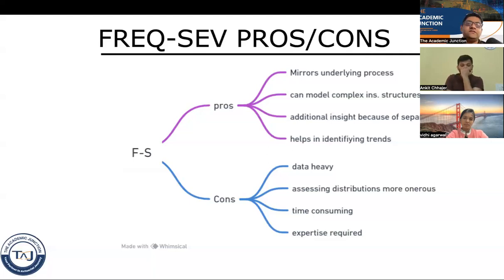Main disadvantages of this method, obviously very data heavy. You need to have a lot of data points to get to frequency severity models. Assessing distributions might be very onerous. It is definitely more time consuming than a simple cut and dry burning cost model. And there is a certain level of expertise that is required for frequency severity modeling over burning cost approaches. So that's something that you have to understand when you're trying to build this out. Okay.